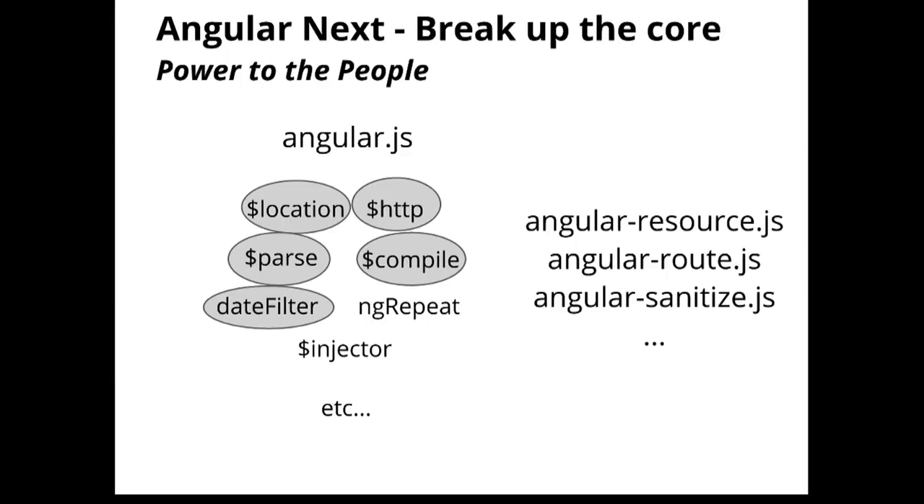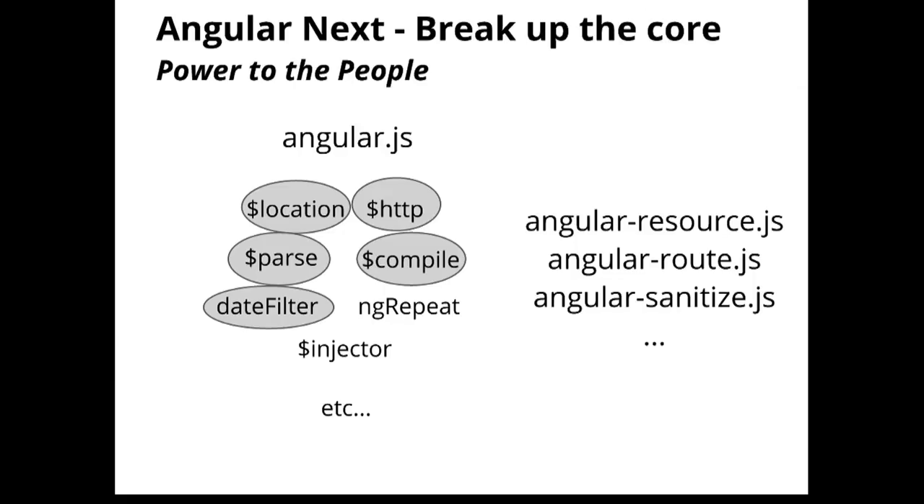What if I want the old Angular? If you want the old Angular, we're going to create it for you. It's just going to be a meta module that has dependencies on all these small modules. So we'll use tools like Bower and Grunt to make it easy and very seamless to pull the pieces you need and build the Angular that you need.